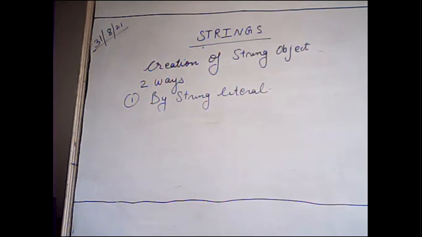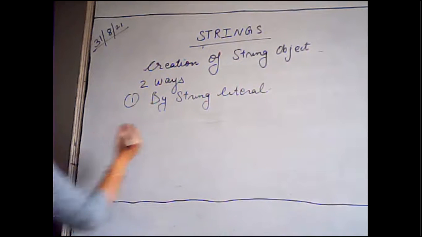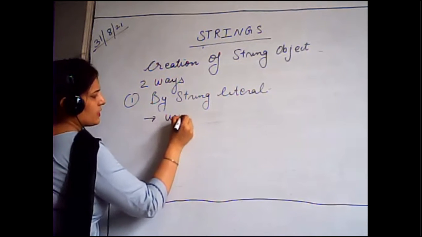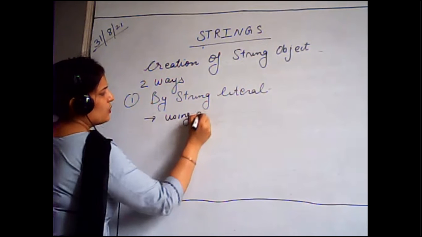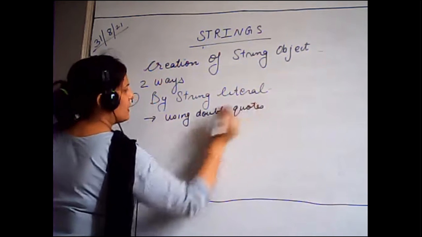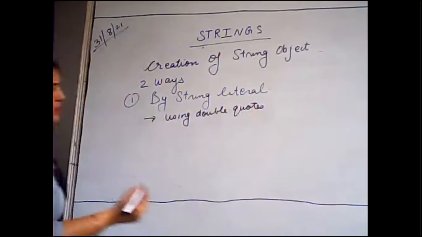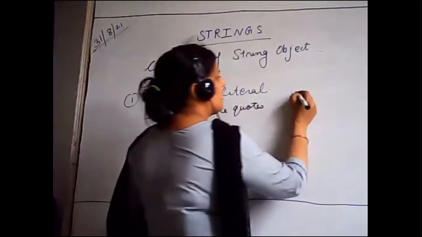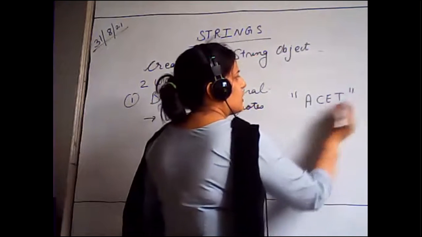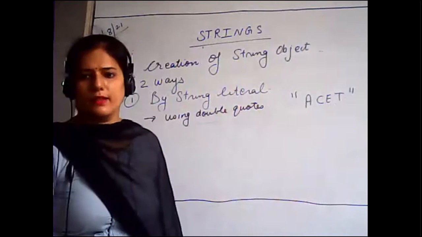The first method is the string literal. So how do we create a string literal? By using double quotes. If we are defining any string under double quotes, like this we are using ACT, this will become your string.